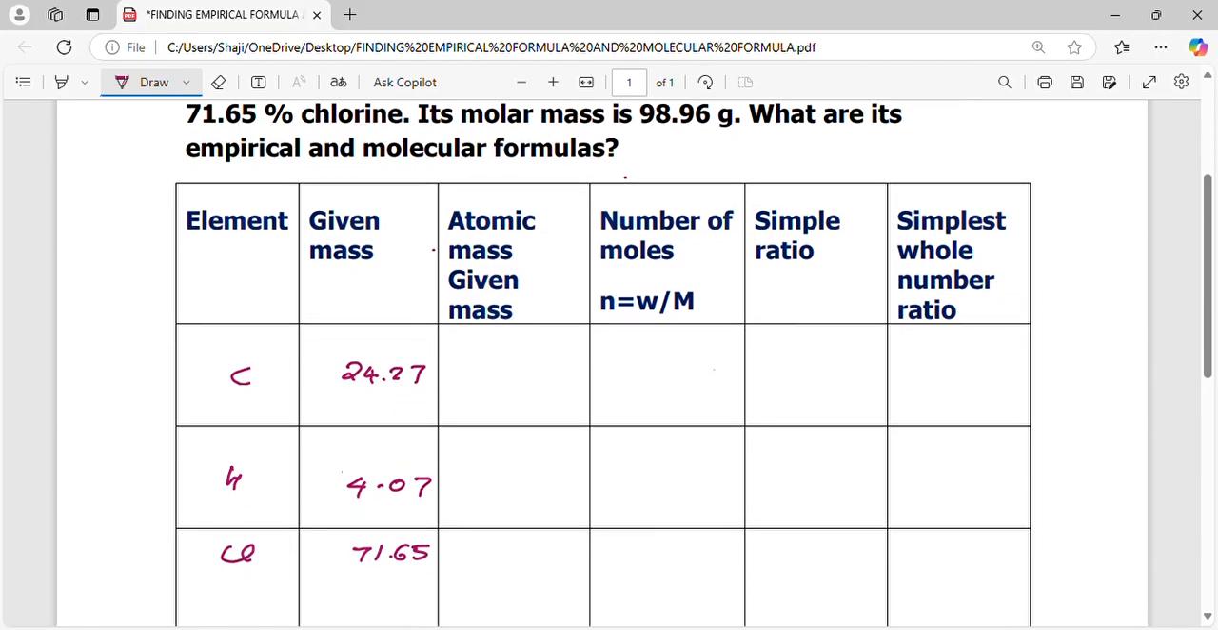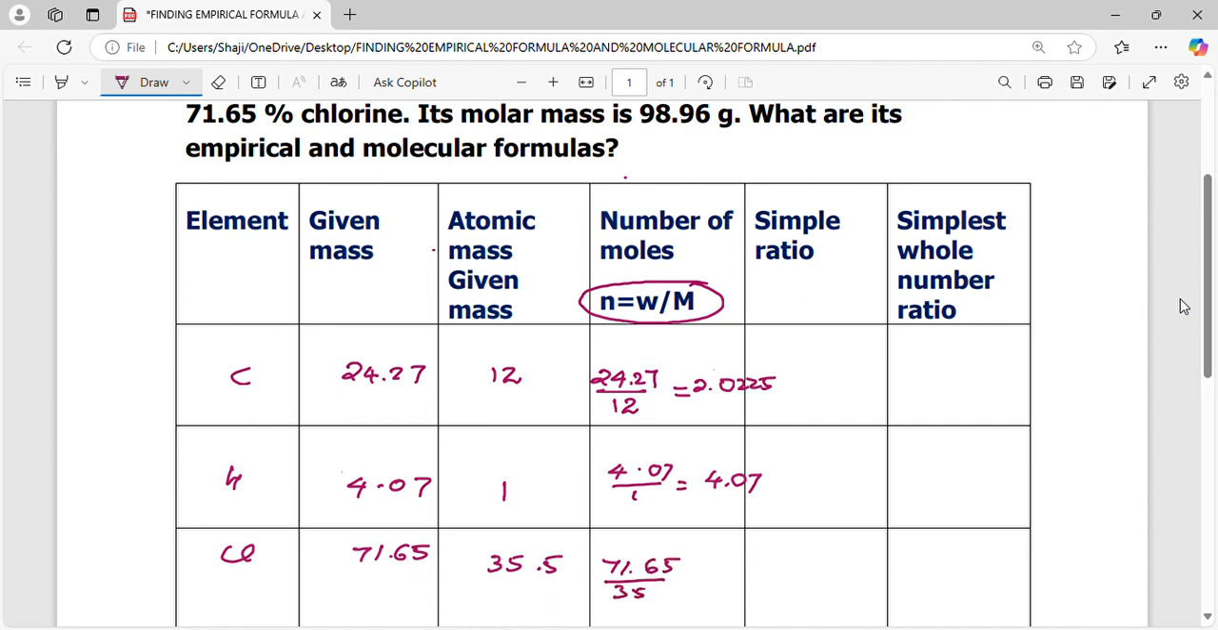Next we have to write the atomic mass. As we know, carbon's atomic mass is 12, hydrogen is 1 and chlorine is 35.5. Next step is to calculate the number of moles. Here is the formula: number of moles is equal to mass divided by molar mass. So 24.27, the given mass of carbon, divided by the atomic mass, is equal to 2.0225. For hydrogen, 4.07 divided by 1 equals 4.07. For chlorine, 71.65 divided by 35.5, which is equal to 2.018.